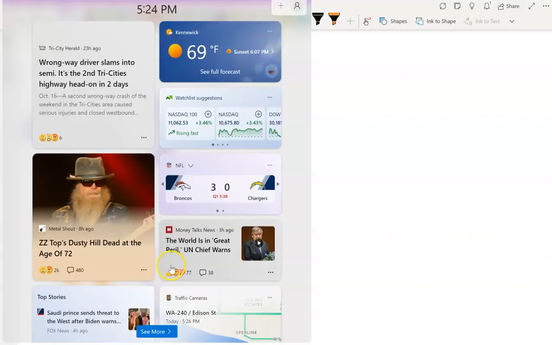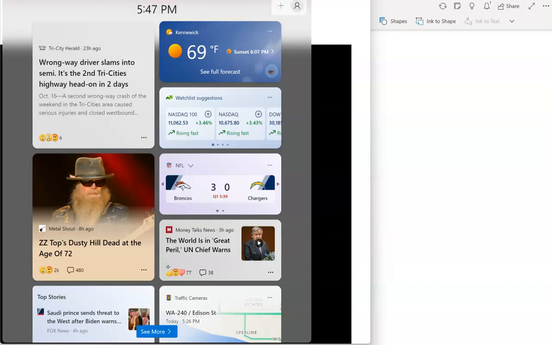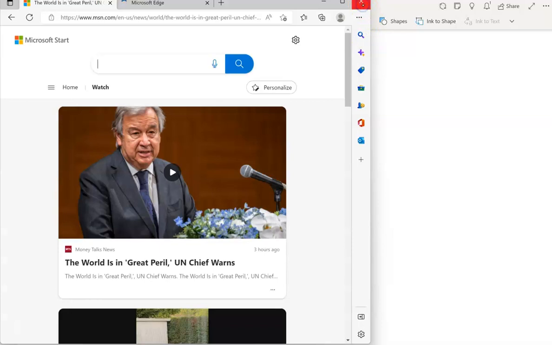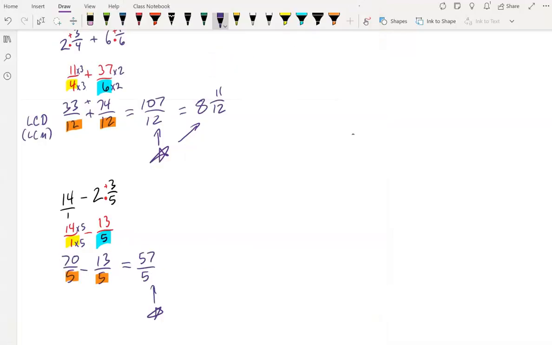But I can also change it into, sorry about that, I can change that into a mixed number. I'm going to divide 57 by 5. 5 goes into 5 one time, that's 5. Subtract, I get 0. Bring down the 7. 5 goes into 7 one time, that's 5. 7 minus 5 is 2. I have a remainder of 2 now that I'm done.